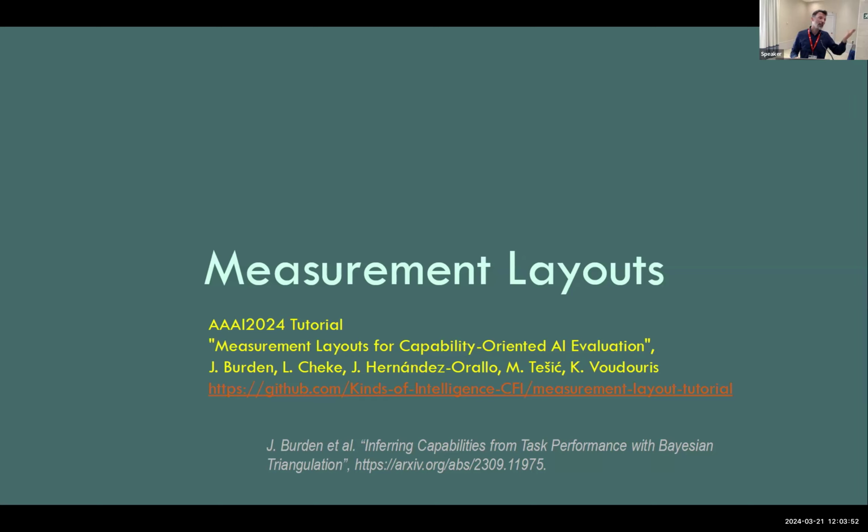You can predict not only success, but maybe toxicity or something like that. Any metric of output. Here we are talking about correct, incorrect, and fairness, but we can apply all of this with any signal or any output value. So a more general extension of this is what we call the measurement layers. We had a tutorial about this just a few weeks ago at AAAI.